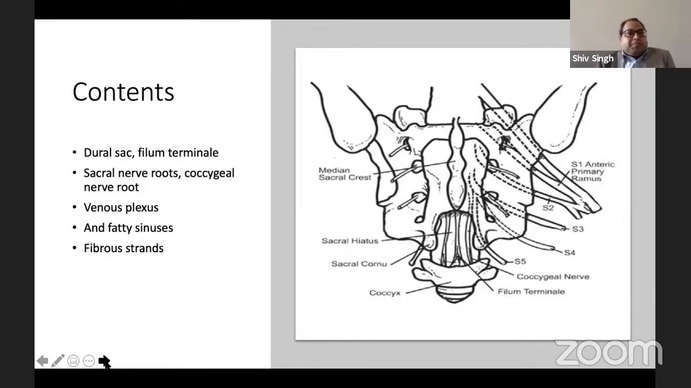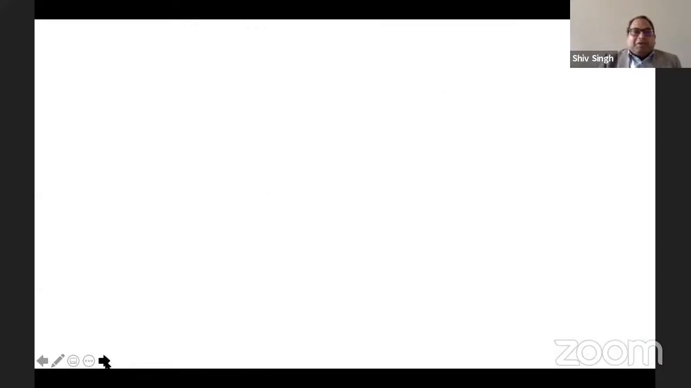What does the caudal space contain? It contains the dural sac. There is the filum terminale. There are sacral nerve roots and coccygeal nerve roots. There is a venous plexus. There's fatty tissue, and fibrous strands or connective tissue. So these are the contents of the caudal space. Wherever there are nerves, there are blood vessels. There is fatty tissue, so nothing special about this. We can also draw simple diagrams.